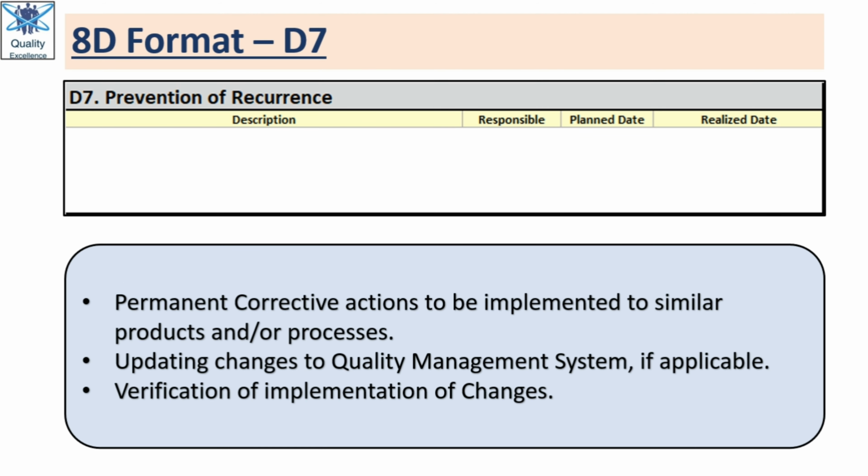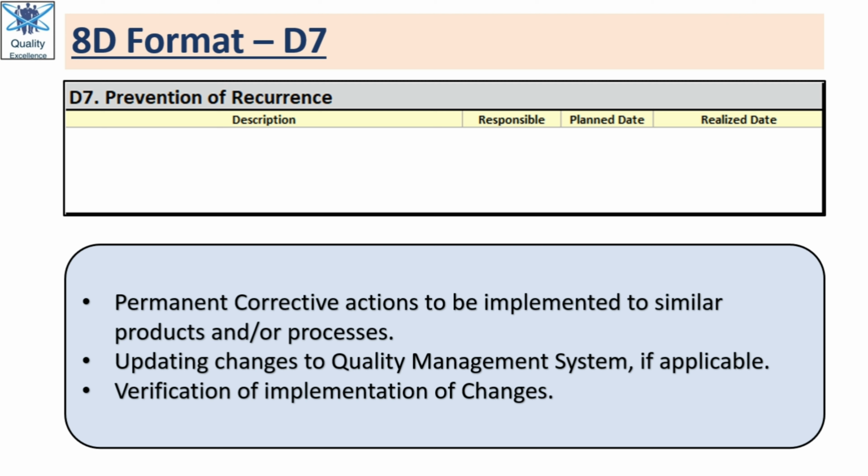Then prevention of recurrence. So the format remains the same: description, responsible, planned date and realized date. And here permanent corrective actions to be implemented to similar products and or processes. Whatever actions you have taken, that might be in one particular model or on particular product which you have found, but there might be similar products or similar production lines on which the similar kind of problem might be there. So you need to implement these permanent corrective actions to the similar products or the processes.